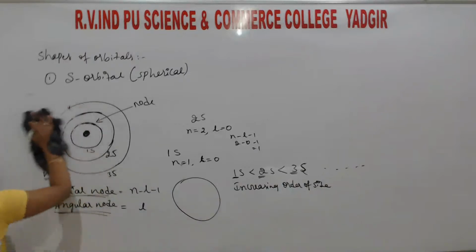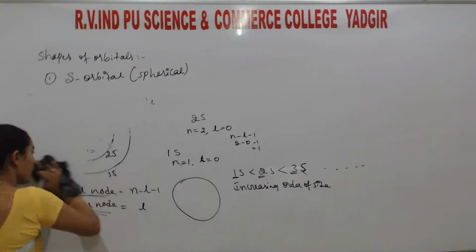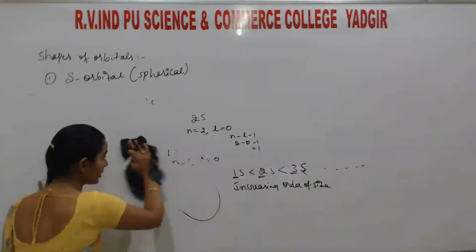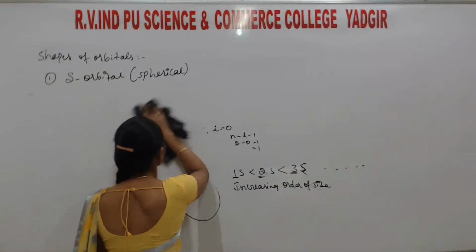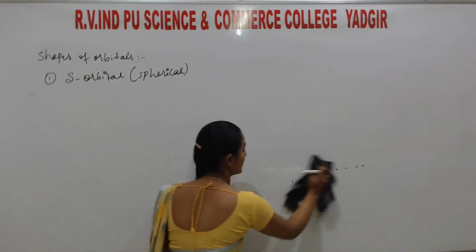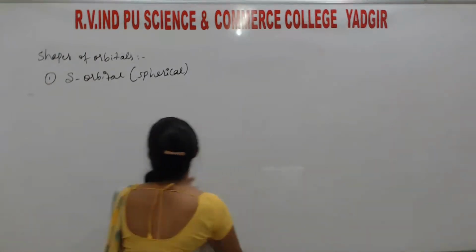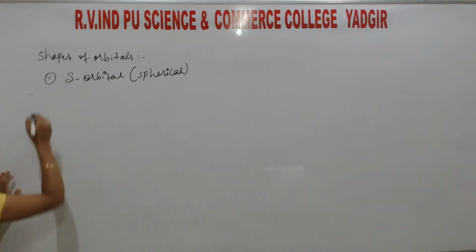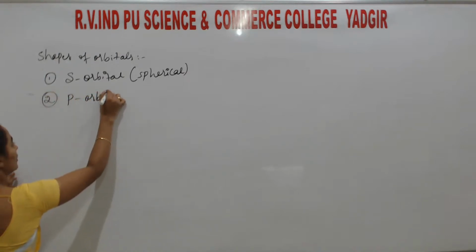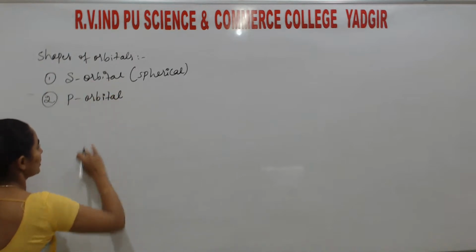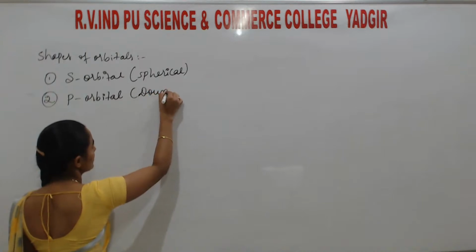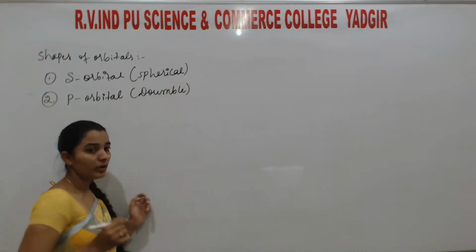Okay? So the next one is, after S orbital, which orbital is there? When filling of electrons takes place, after the S orbital, which orbital should fill first? After S, P orbital. Okay? So listen, the second one is the P orbital. So students, what is the shape of this P orbital? Dumbbell shape.